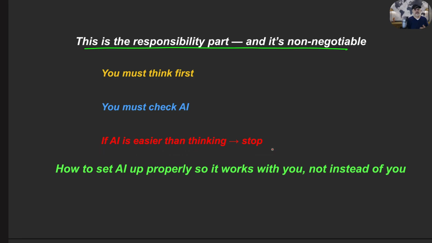Unless AI is doing some task that does not require really complex thinking. Then of course you can use it from time to time. So how do I set up AI properly so it works with me instead of for me? So it does not replace your thinking. It saves time. It speeds up a process.